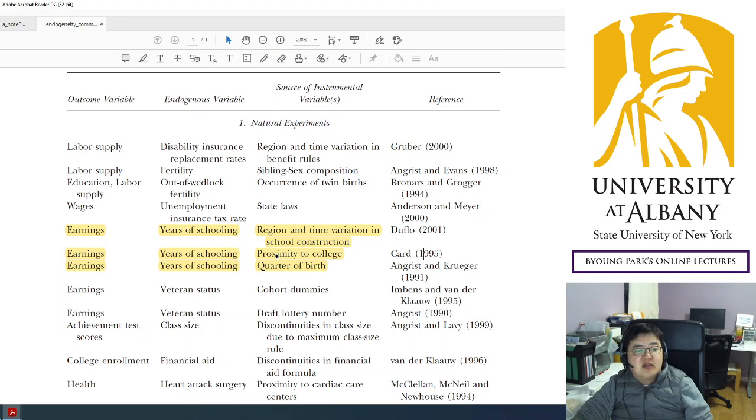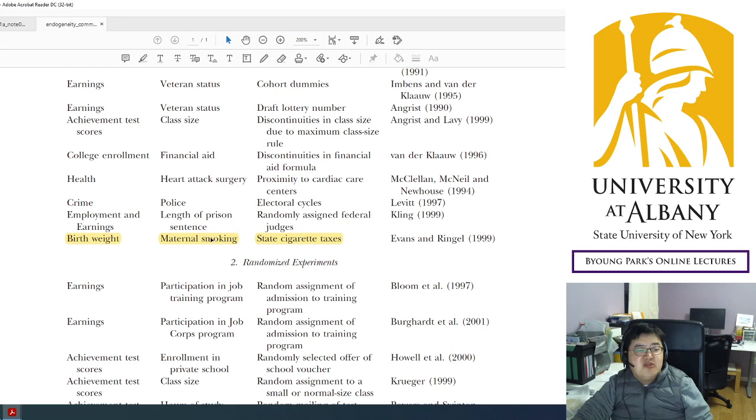And let's think about this. The outcome is birth weight, baby birth weight. Usually the heavier a baby is, the healthier the baby is taken to be. So the heavier, the healthier for newborn babies. And what we would like to estimate is maternal smoking: if the mother smokes, what would be its impact on the baby's birth weight?